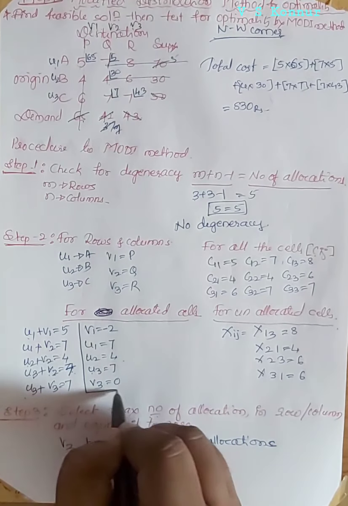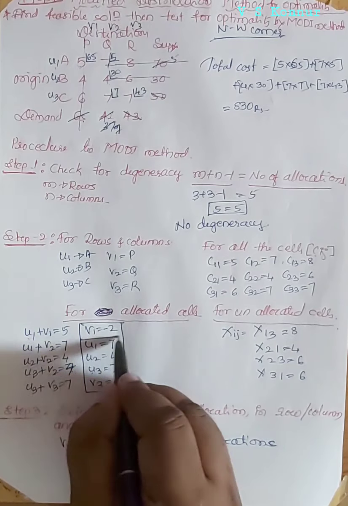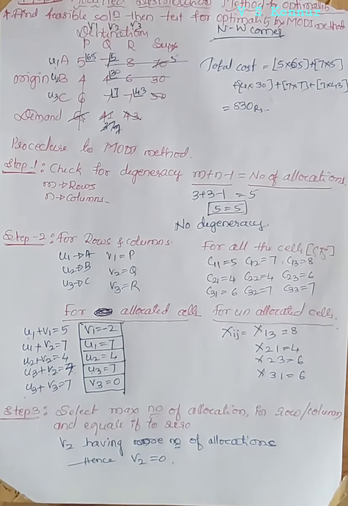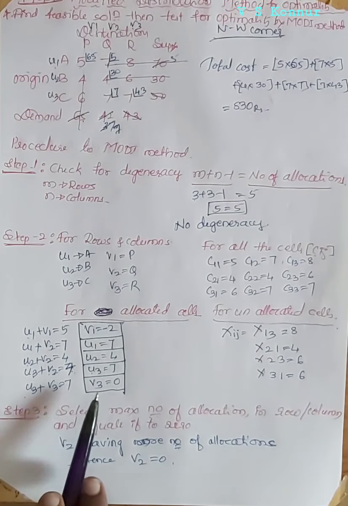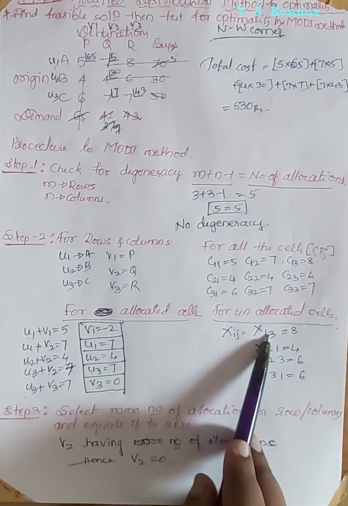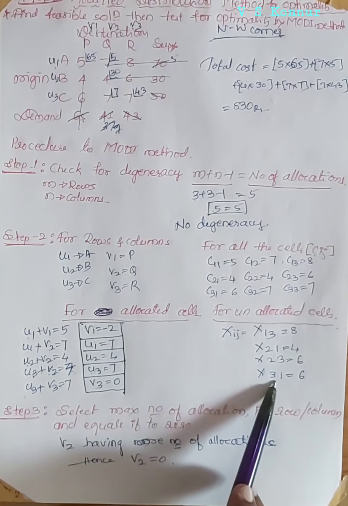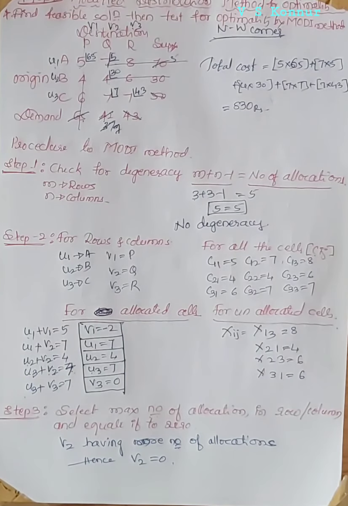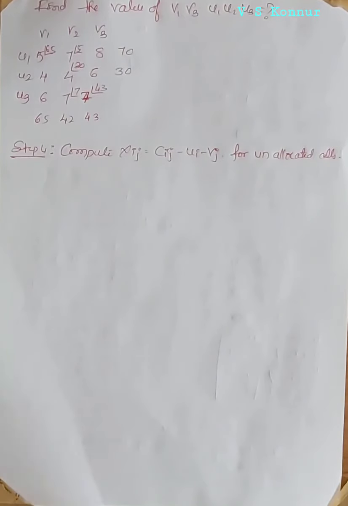So these values we have calculated. v1 is equal to minus 2, u1 equal to 7, u2 equal to 4, u3 is equal to 7, v3 is equal to 0. Now by using these values, we should calculate the value of x13, x21, x23 and x31 for all the unallocated cells. Now we should calculate for unallocated cells.